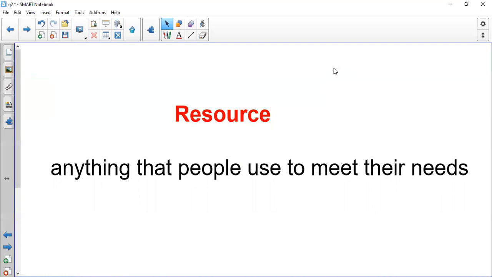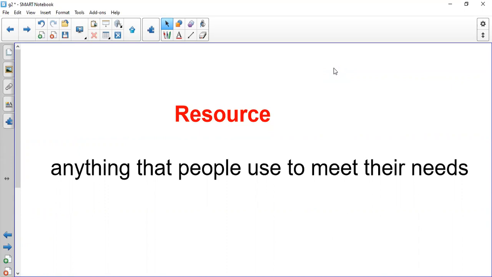Today we'll start with the first lesson in chapter 6. That's about natural resources and it's called How Can People Use Natural Resources? Before we start with natural resources, we need to know what is a resource. A resource is anything that people use to meet their needs.